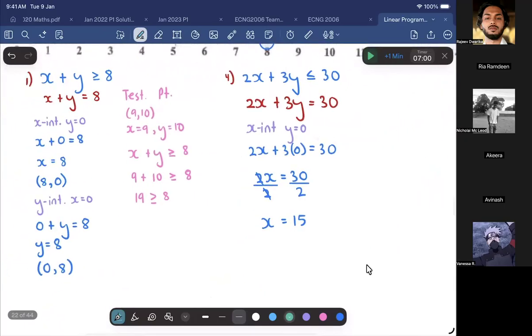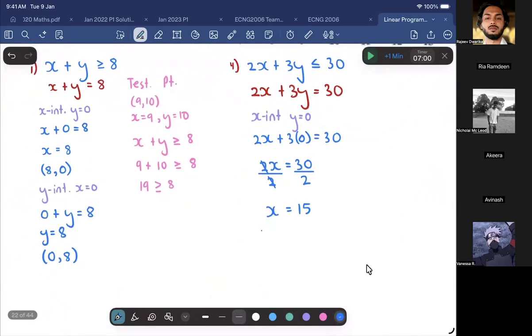And if you wanted to write that as a coordinate or a point or ordered pair, how would you write that? 15, comma 0. Right, because your x value first, then your y value. Great.